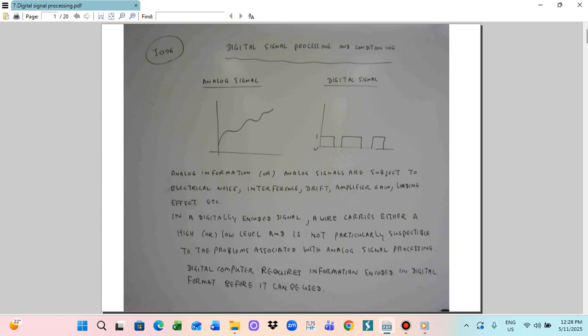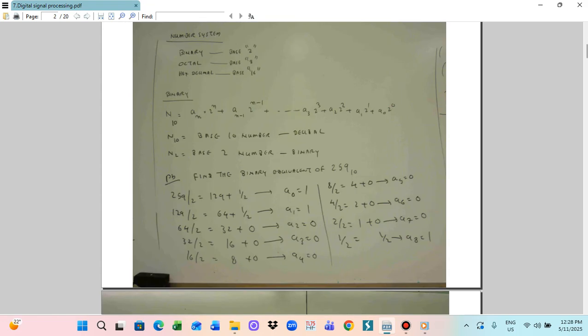So when we are using the digital system, we use a number system. There are the number systems: binary, octal, or hexadecimal. So those are the number systems. Binary is with base 2, octal with base 8, hexadecimal with base 16. So those are the number systems utilized for the digital system.